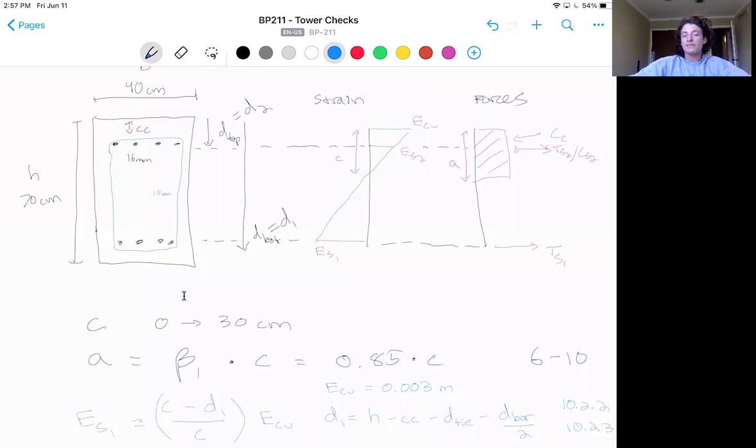ECU is the design maximum for concrete compressive strain, explained in design assumption number 2 in section 10.2.3. And that's always taken as 0.003. Negative strain indicates tension, which makes sense here, that ES1 will always be negative for C up to 30 centimeters if we're measuring from the top of this section here, because the full depth is 70 centimeters and the load will never pass that half point, that midway point.